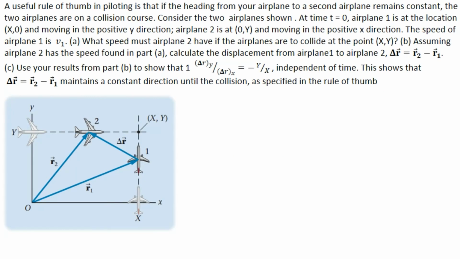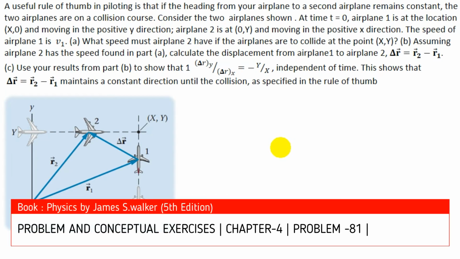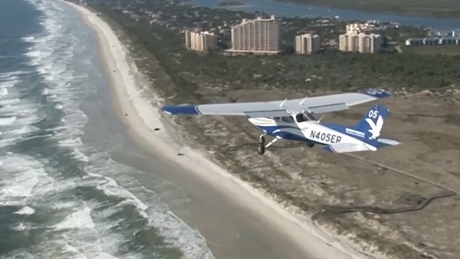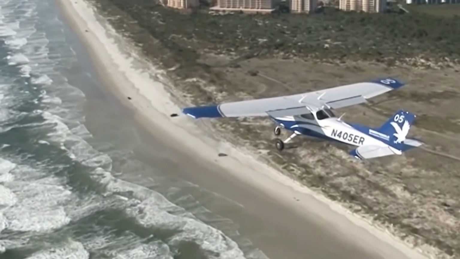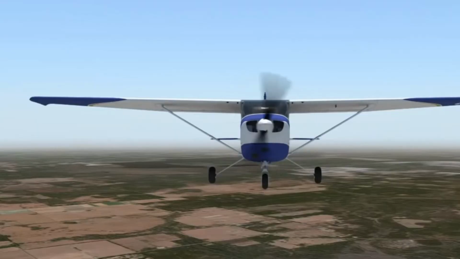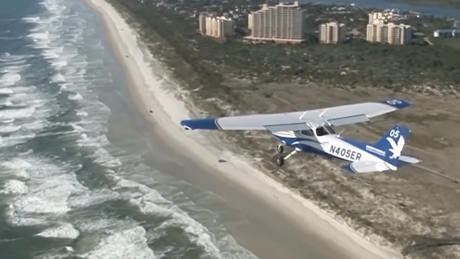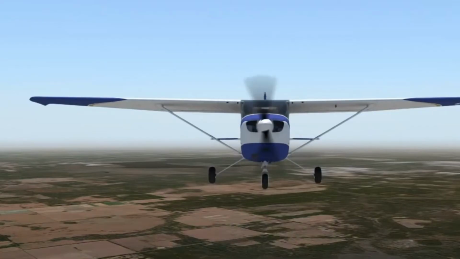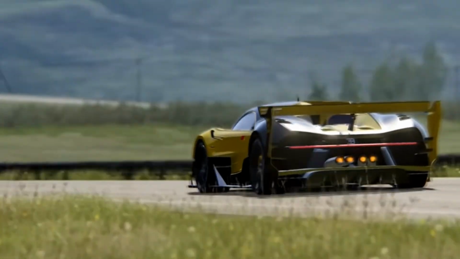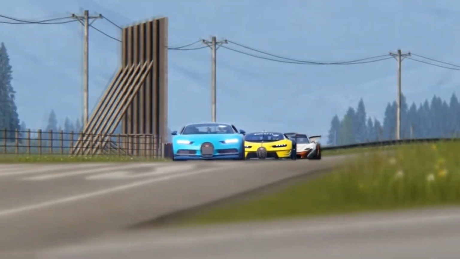Now this question is based on aircraft collision, and in aircraft collision there is an important rule: if the heading from your airplane to the second airplane remains constant, the two airplanes are on a collision course. This rule is not only valid for aircraft, it is valid for anything that you are driving, like a car, snowmobile, anything. Now let's get back to the question.